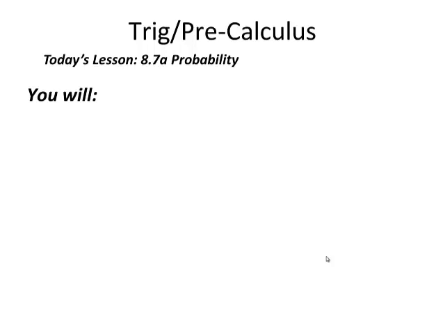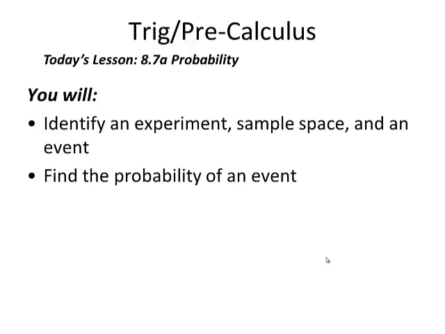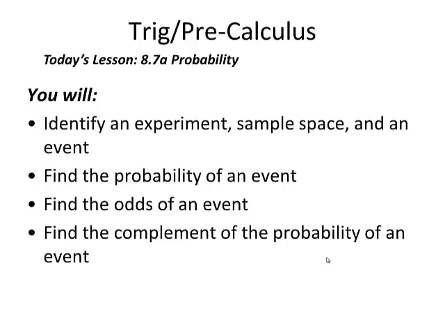In this one, you will identify an experiment, a sample space, and an event. Find the probability of an event, find the odds of an event, and find the complement of the probability of an event.